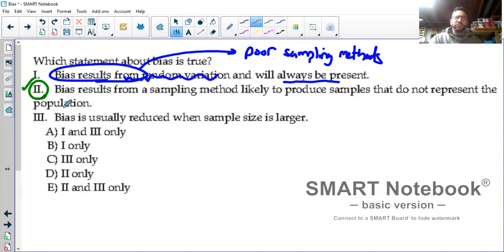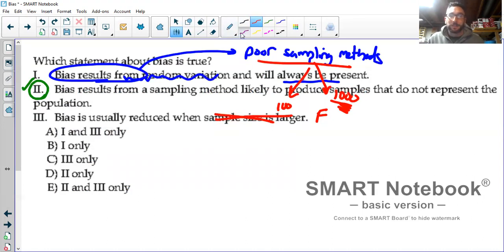Lastly, this is a tricky one. Bias is reduced when sample size is larger. And this is also false. Because if you do a poor job collecting the data, if you have a poor sampling method, just because you sample 1,000 over 100, that doesn't make your sample less biased. Even though you used a larger sample size, it's still based on a crappy process, a crappy method. So larger sample size is not going to reduce bias. Bias is going to be reduced if we improve our sampling method.